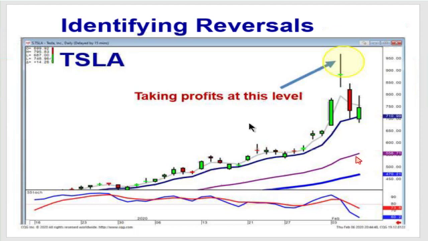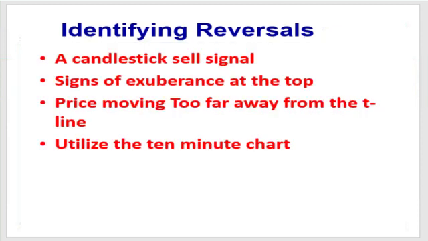The gray line is either the 34 EMA, which is a kind of secondary support and resistance level, and on some of the older charts it may have been the 20. So here's a very easy way to identify reversals at the top. Obviously a candlestick sell signal, and then signs of exuberance at the top where they're starting to buy excessively. And then when the price has moved too far away from the T-line, that confirms the excessive buying up there.